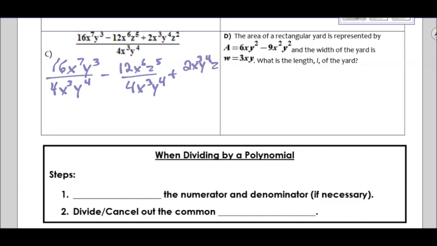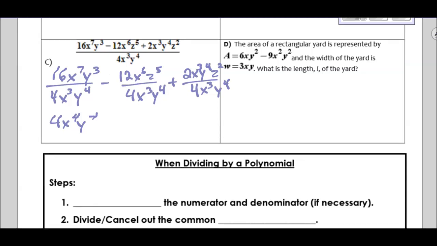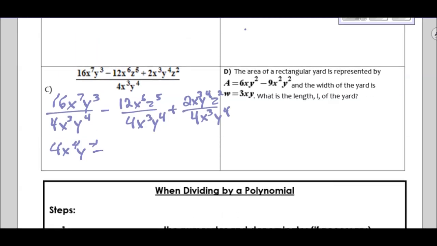I have my 3 separate fractions just like before. It's going to work out a little bit differently than before, though. So I'm following the same exponent rules. I'm dividing the coefficients and subtracting exponents. That would give me 4x to the 4th, y to the negative first, and minus 3x to the third. Nothing's really happening with that z. So that's going to stay the same.